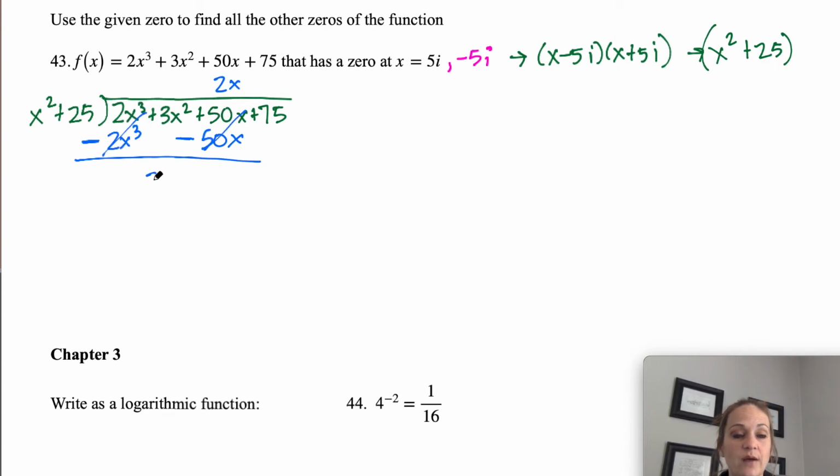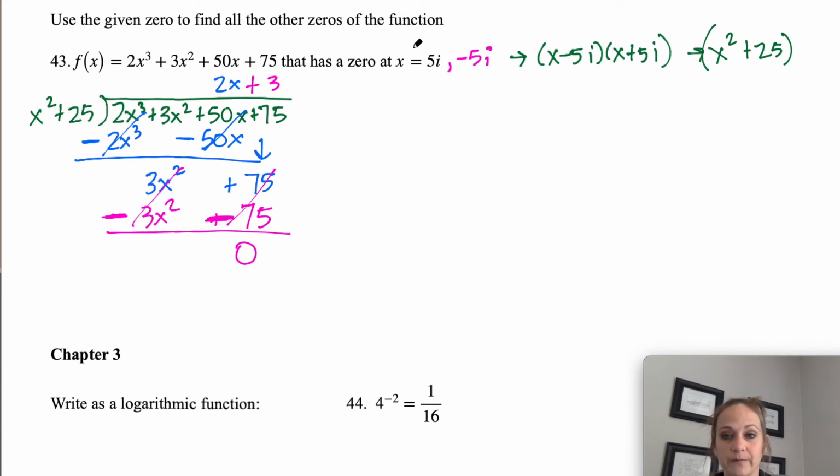nicely. So I'm going to bring down the 3x squared and bring down the 75. And now I'm going to do it again. x squared times what gives me a 3x squared? And the answer is 3, because x squared and x squared, they're the same exponent. So you get 3. 3 times 25 is 75. And then 3 times x squared is 3x squared. But we are subtracting, so I got to change that to a minus and then change that to a minus. They cancel, leaving me 0.